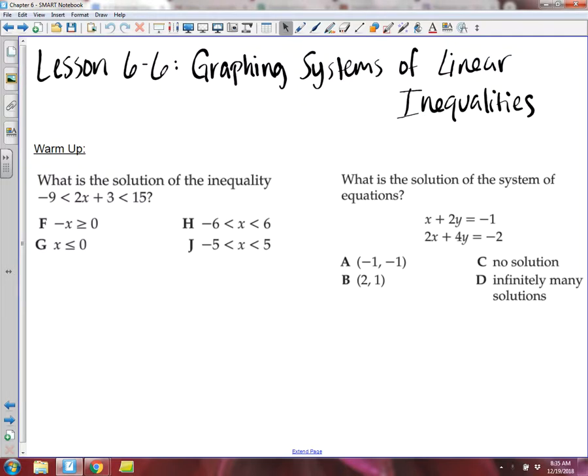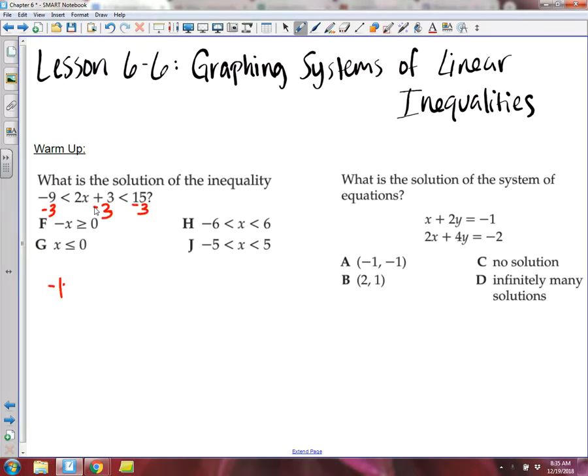All right, so we'll start with the warm-up here, and then we'll go over homework, and then we'll go over notes. Okay, so hopefully everybody sees the x in the middle of that, don't they? Yes? How am I going to isolate that x? Good, and make sure you subtract 3 everywhere.